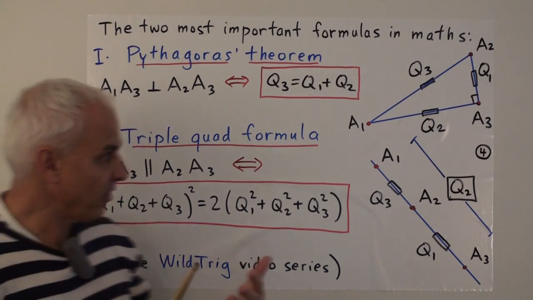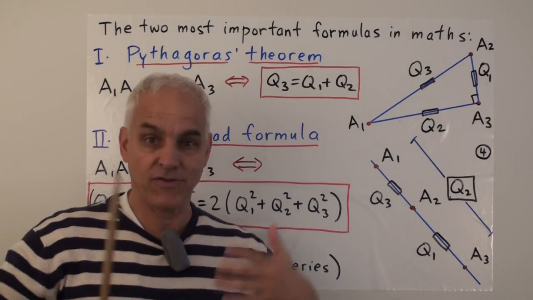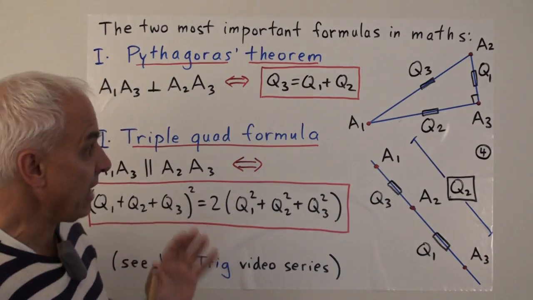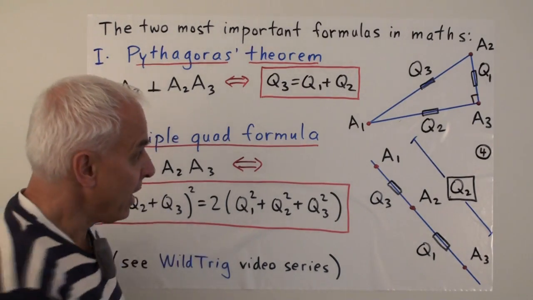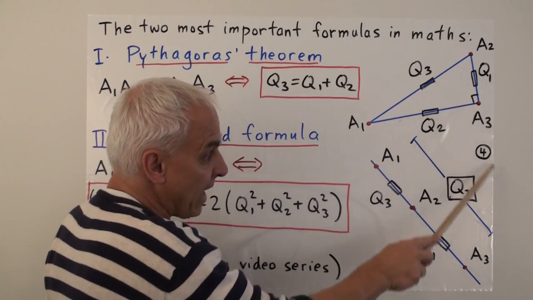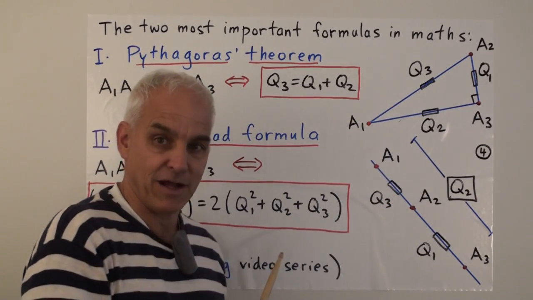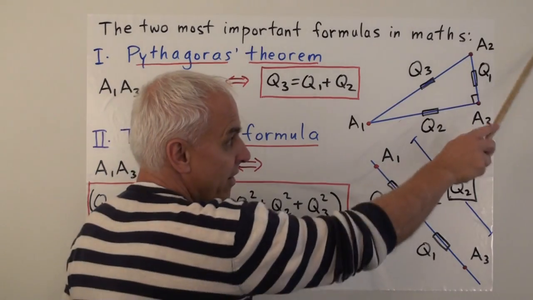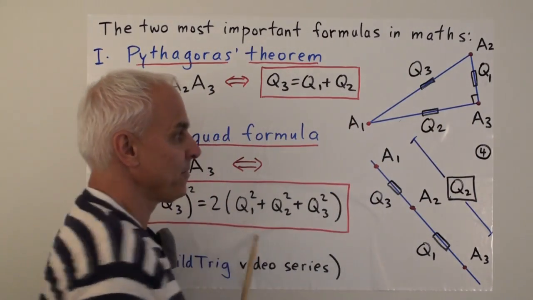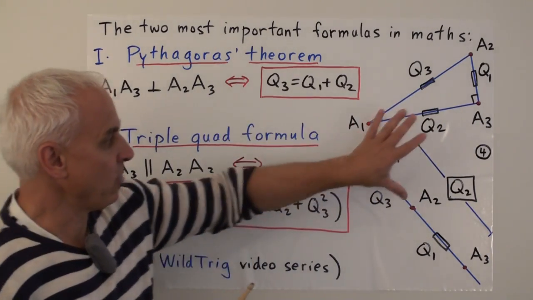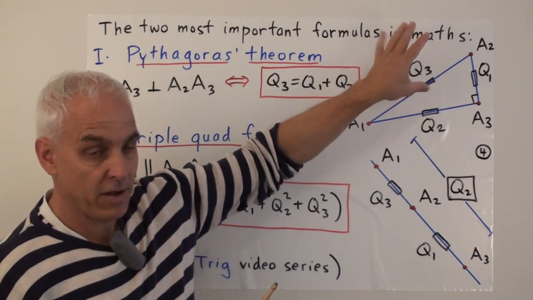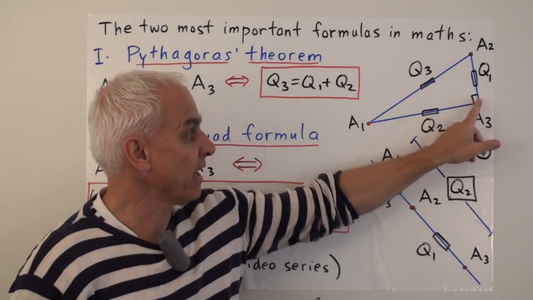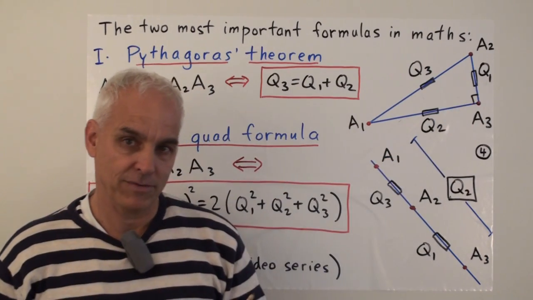And Pythagoras' interpretation of this, and Euclid's interpretation of this, was that it's a statement really about three squares, the areas of three squares. Q2 really represents the area of a square built on that side, as does Q1, as does Q3. So Pythagoras is really a statement about one square area plus another square area equals a third square area, precisely when we have perpendicularity between these two sides.